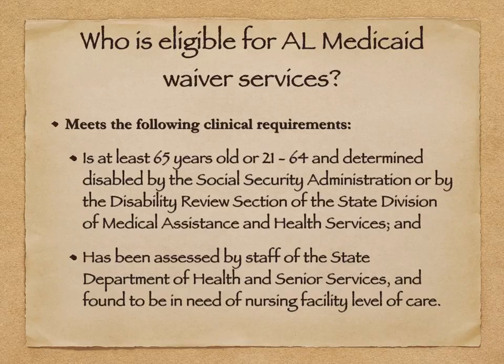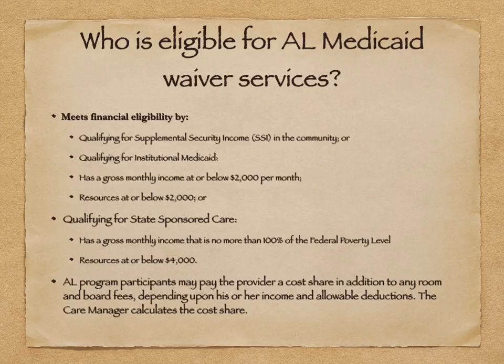Who is eligible for Medicaid services in AL? You must meet the following clinical requirements. Be at least 65 years old or 21 to 64 and determined disabled by the Social Security Administration or by the Disability Review Section of the State Division of Medical Assistance and Health Services, and have been assessed by the staff of the State Department of Health and Senior Services and found to be in need of nursing facility level of care.